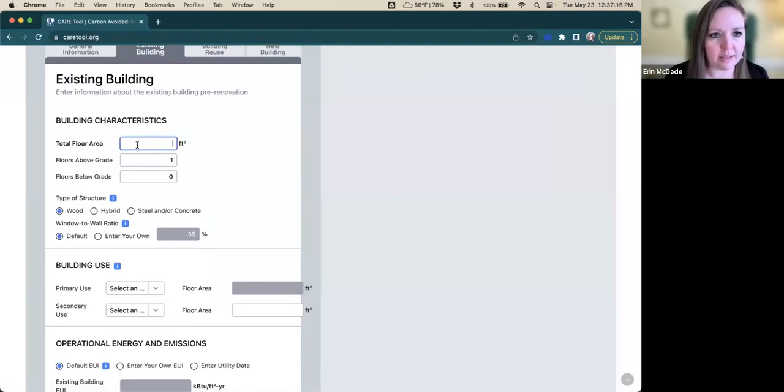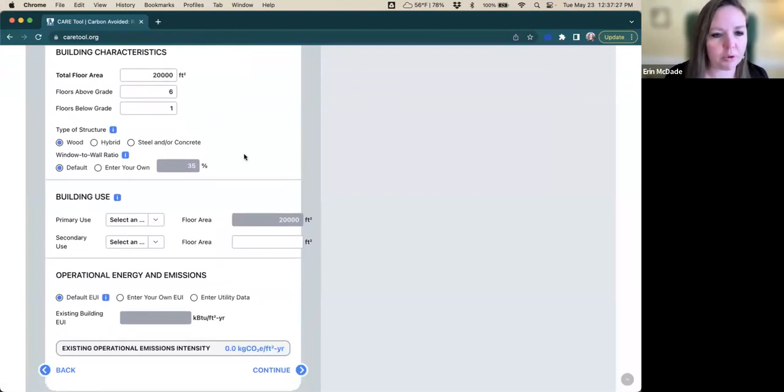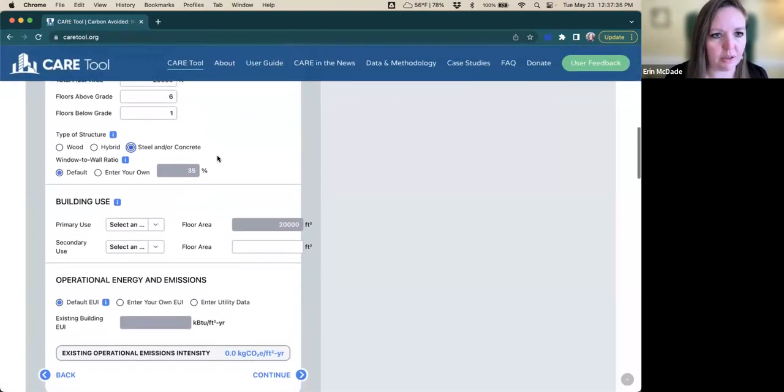So let's invent a building here. I'm gonna say it's 20,000 square feet. We'll do 6 floors above grade and 1 below grade. And we're going to say it's a steel and concrete structure. I'm going to leave window to wall ratio as default.